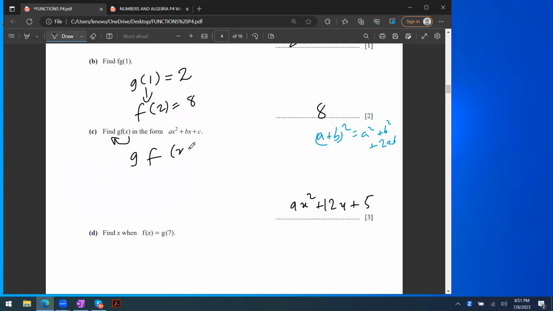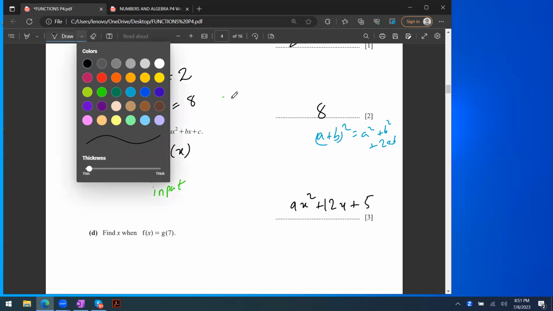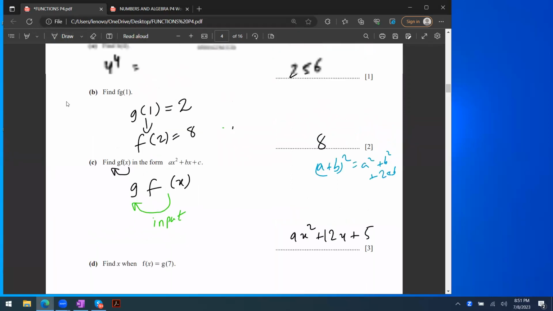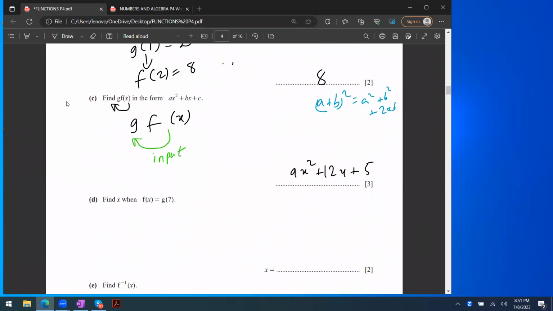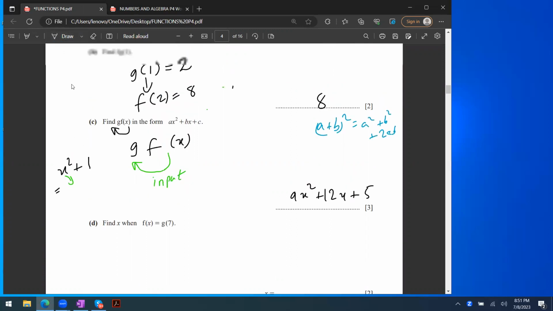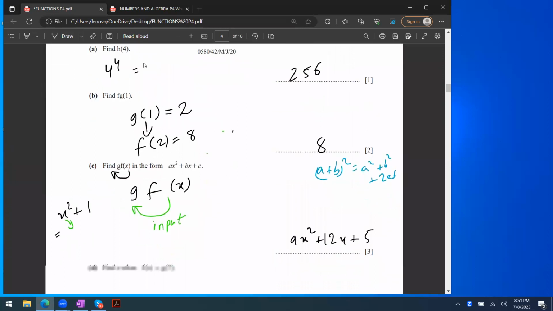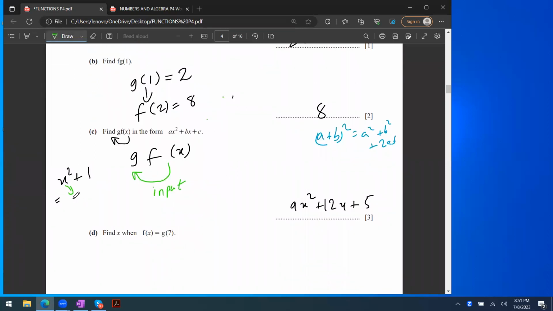g of f of x. Okay. The f of x function becomes the input for the g function. So that means inside the g function, what is g function? x squared plus 1. In x squared plus 1, you need to replace this x with the f function. f is 3x plus 2. So in place of x, you can say 3x plus 2 whole squared plus 1. Now how to open this bracket? It is this identity. Okay.